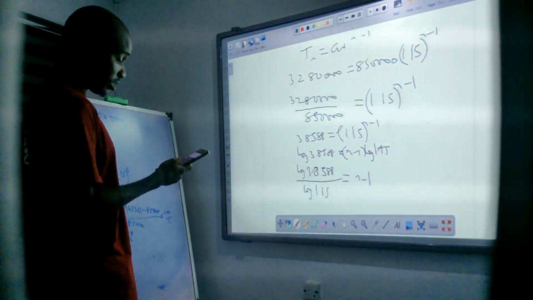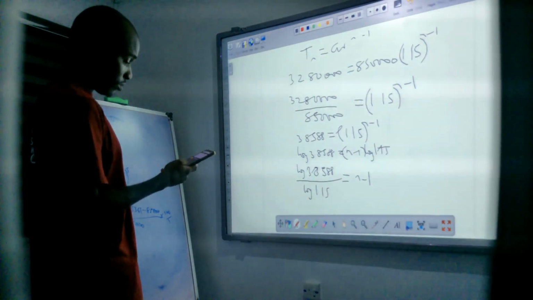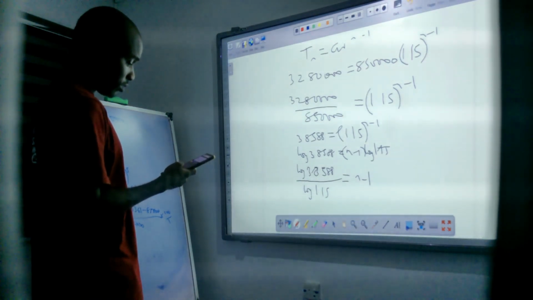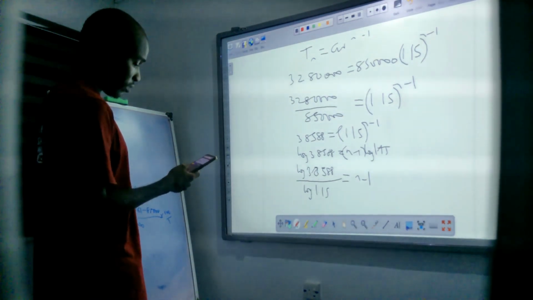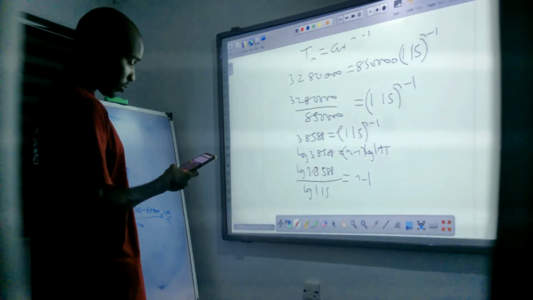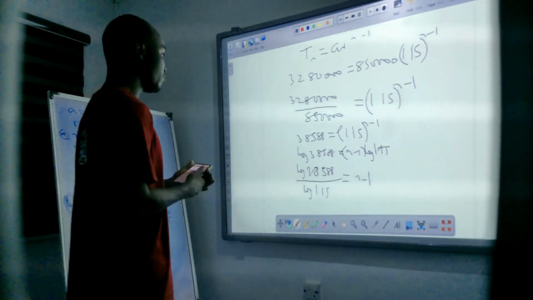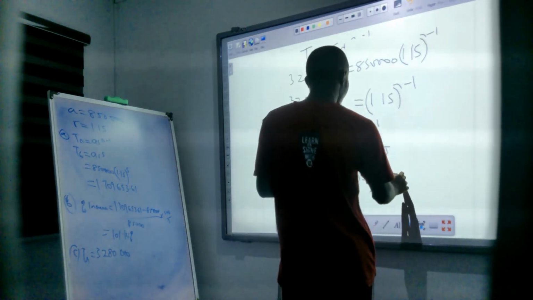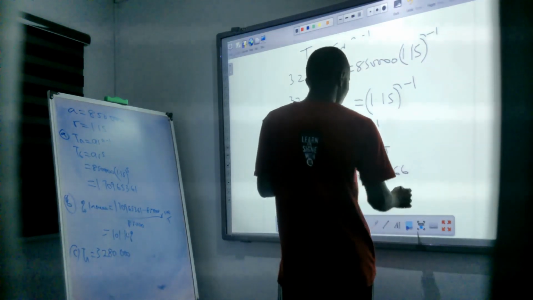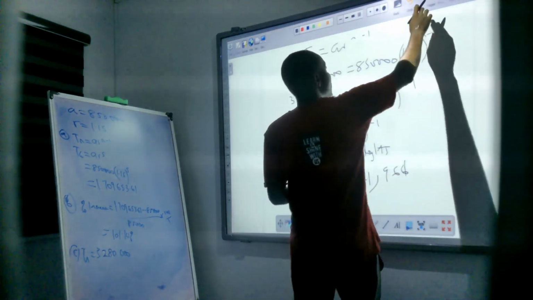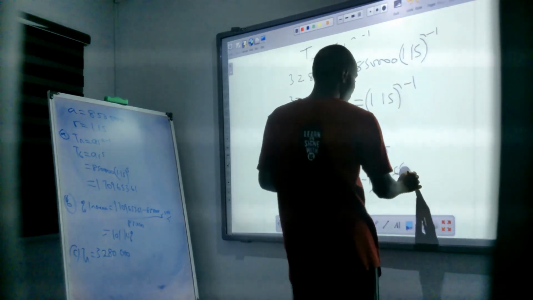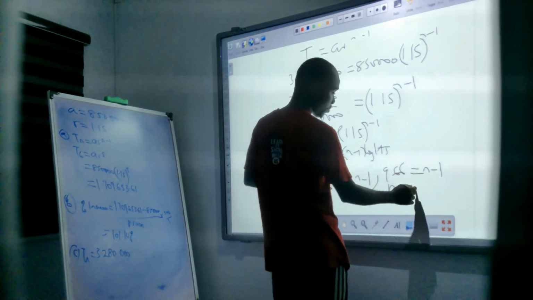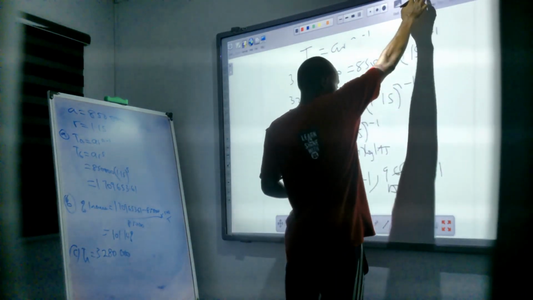So what is the division of this one? If I divide log 3.8588 by log of 1.15, that will give me 9.66. Let's not waste our time. 9.66 equals n minus 1.